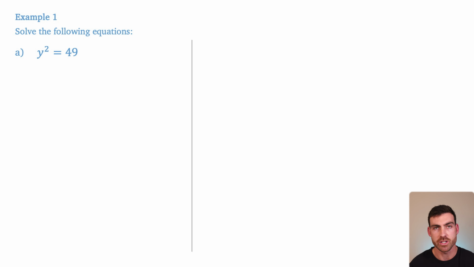Can you answer these questions? Example 1. This is a quadratic equation because the unknown is squared.